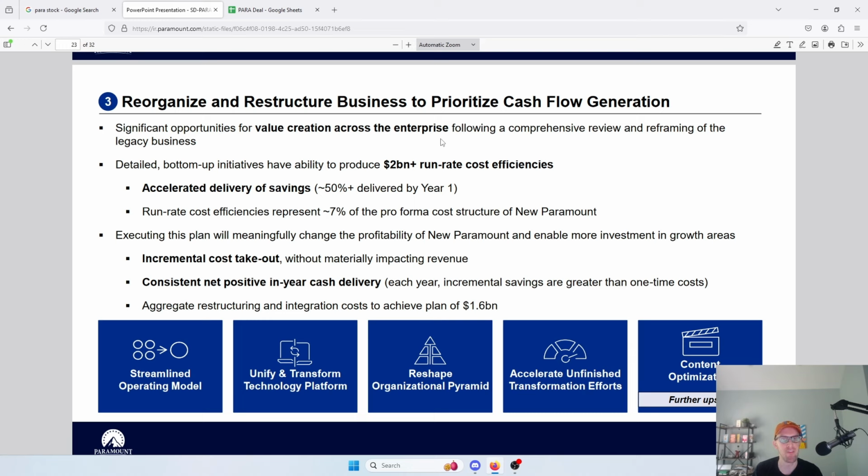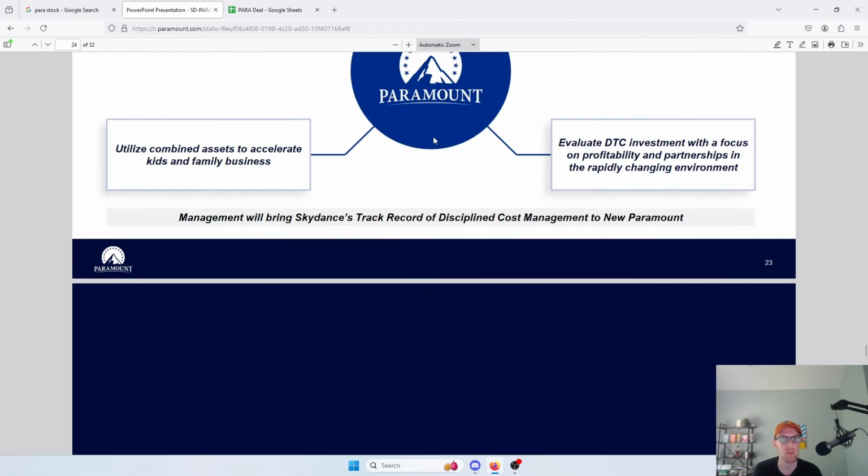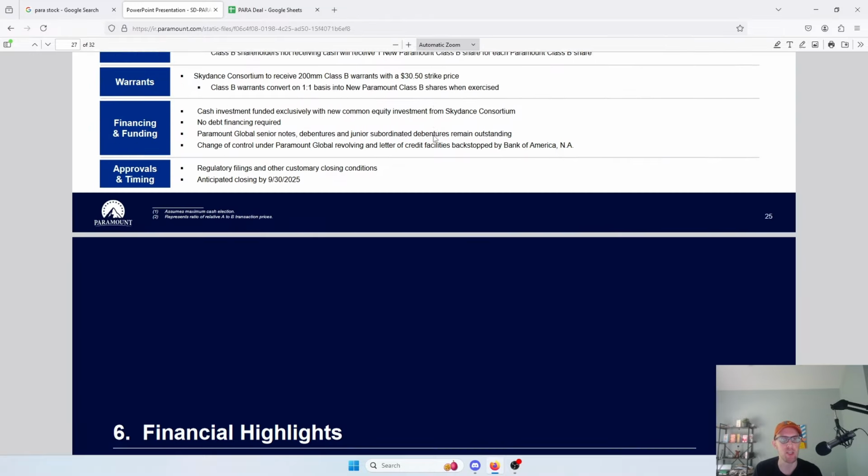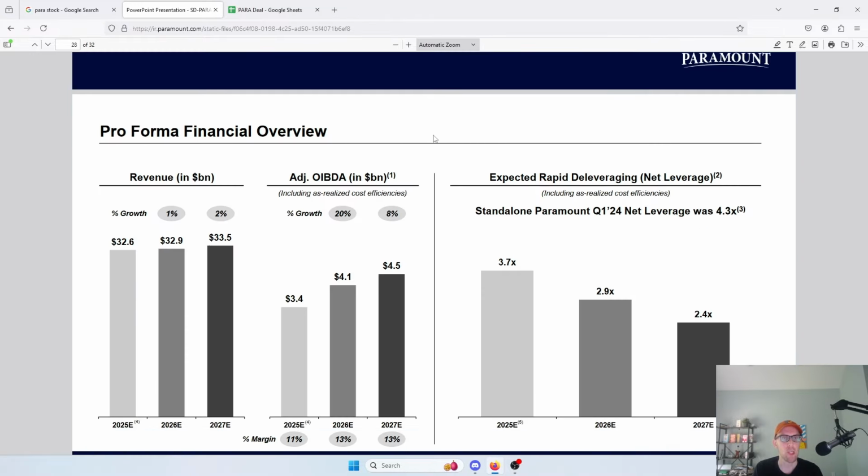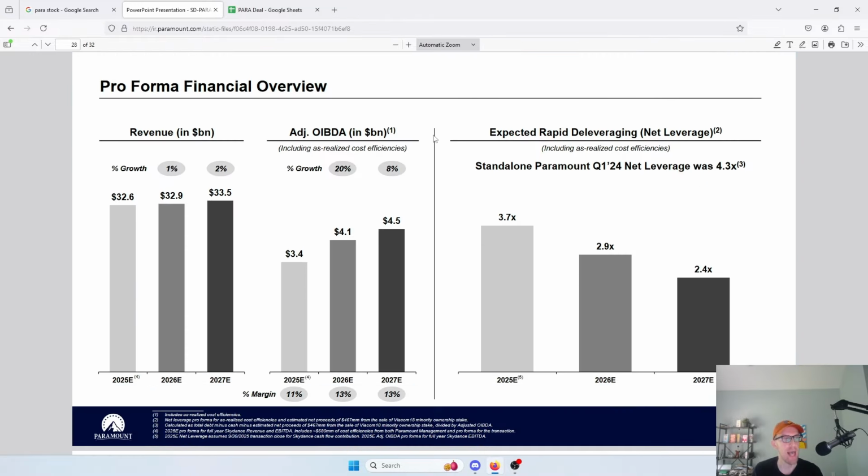We want half of that by year one. And that includes the $500 million that Paramount already announced after they fired their CEO in terms of cost savings. That is going to come with some expenses too. They expect restructuring and integration costs of about $1.6 billion. But end of day, the idea here is that we are going to be a leaner business as a combined entity, we being Paramount.